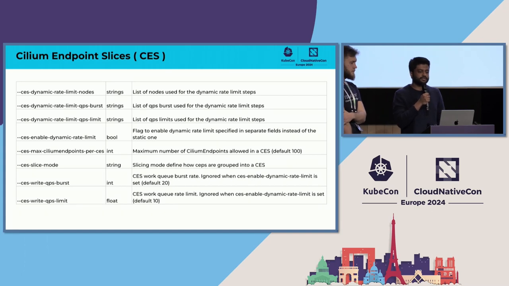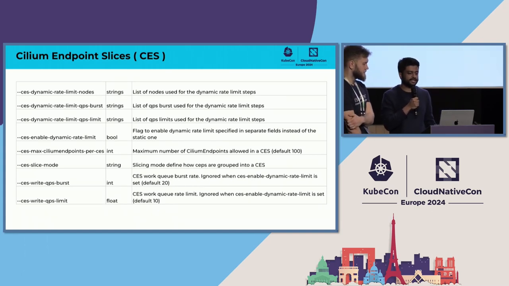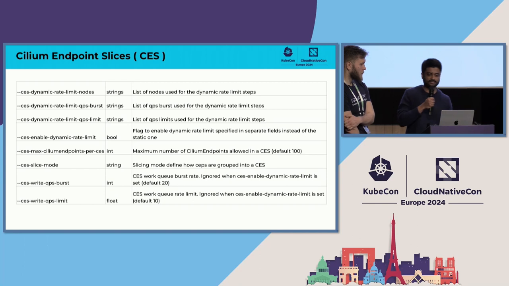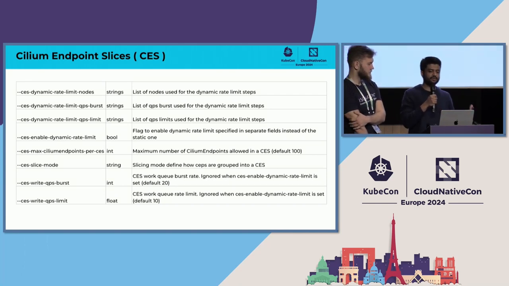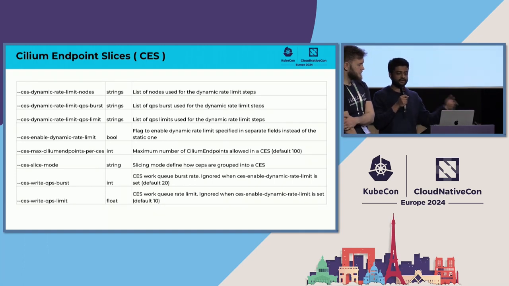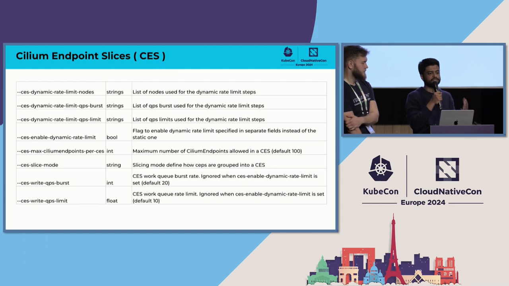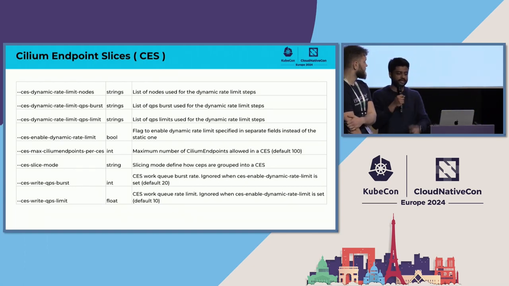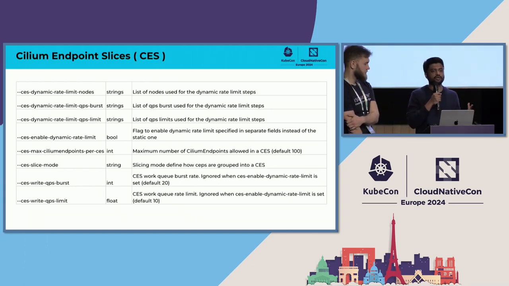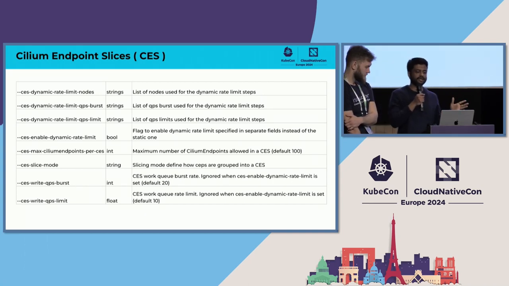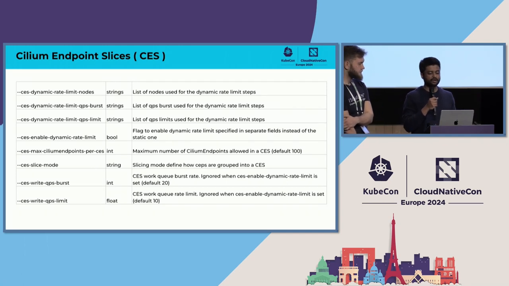Over the course of years, folks have started to run Cilium endpoint slices in production, and we started seeing a lot more options to fine tune them. You can precisely control how big your batch size is going to be, how you're going to group those Cilium endpoints into Cilium endpoint slices, and the QPS at which the operator can write to the Kubernetes control plane. There's also a way to automatically configure them so that, depending on how big your clusters are, you can automatically decide those rate limits. So it's getting a lot better now.